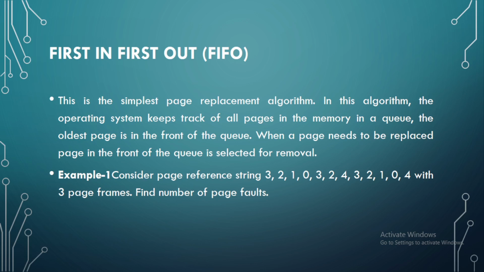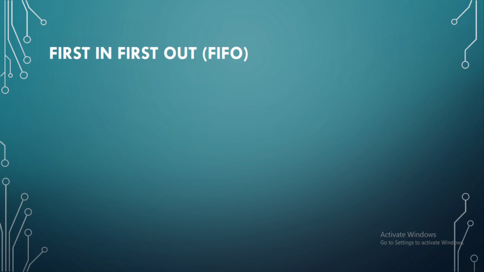We have a reference string and the number of page frames. Here in this example we have page references 3 2 1 0 3 2 4 3 2 1 0 4, and the frames available here is 3. So first we will take 3. Since this is the beginning, all the page frames are empty, so 3 is brought into the main memory. This is a miss, a page fault.